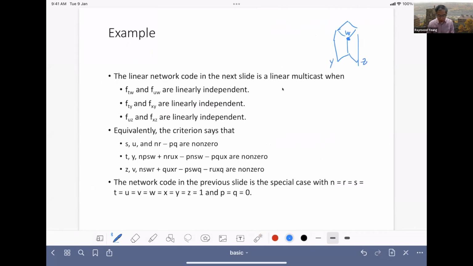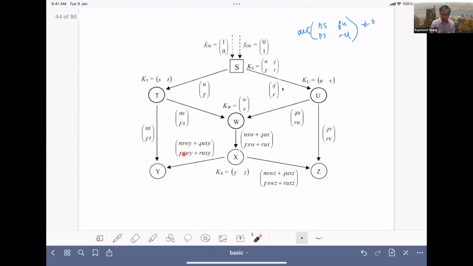Okay. So then, as I mentioned, this is just to write down what I said more formally. For node W, we want this global encoding vector and this global encoding vector to be linearly independent, or the determinant is not equal to 0 when you put them together as a 2x2 matrix. The same thing for these two, and then for these two, and then based on what is being worked out here, you just work out the determinant.